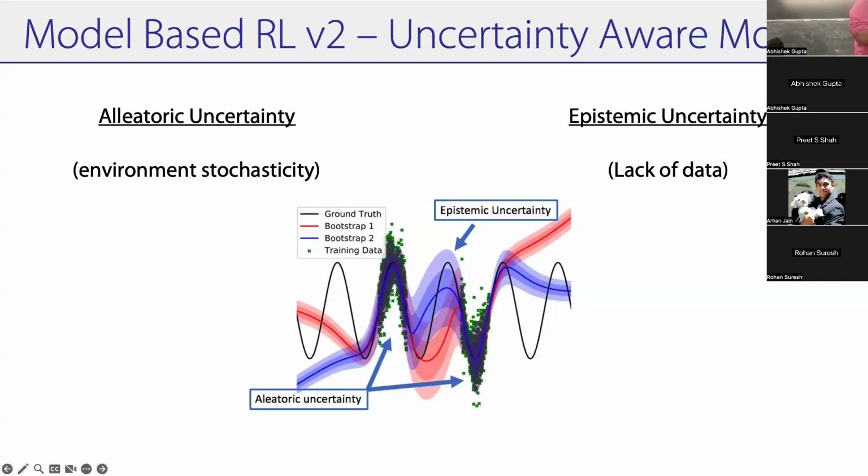Okay, so what we're going to discuss next is how do we measure epistemic uncertainty? What are some practical ways to do it? And then how do we use this for planning?